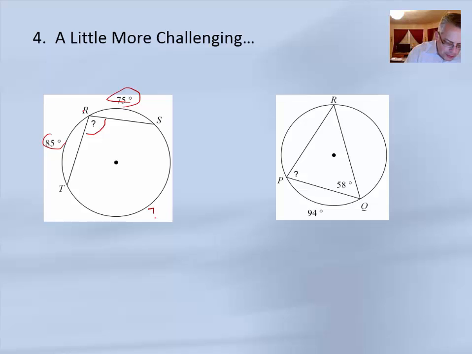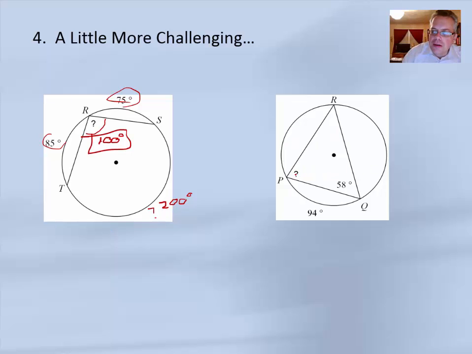So I'm going to do 360. I'm going to subtract 85 degrees. And then I'm going to subtract 75 degrees. And I get 200. This is 200 degrees out here. Okay, if that arc's 200 degrees, the angle is half of it. So my answer to this problem is 100 degrees. Okay, cool. Done.